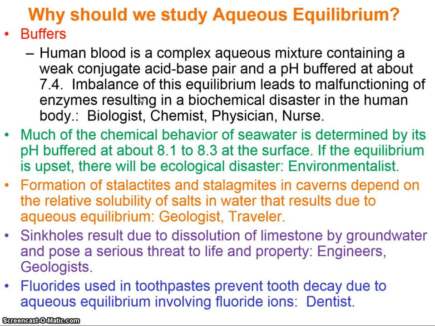The corals, which are highly sensitive to pH, are going to bleach. They're going to die out. It's going to be harder for some of those sea creatures to form their little exoskeletons. Formation of stalactites and stalagmites in caverns is dependent on the relative solubility of salts in water that result due to aqueous equilibrium, so geologists, travelers. Sinkholes that result due to dissolution of limestone by groundwater pose a serious threat to life and property.